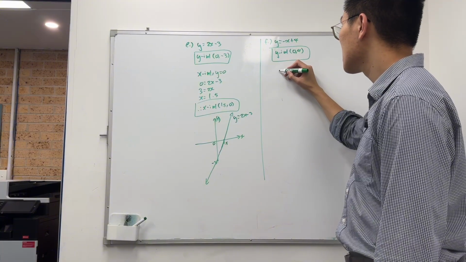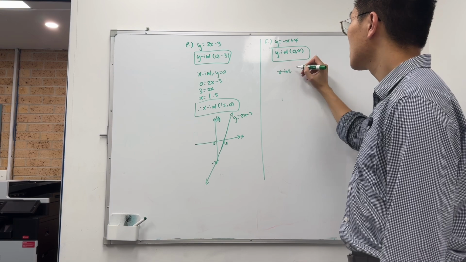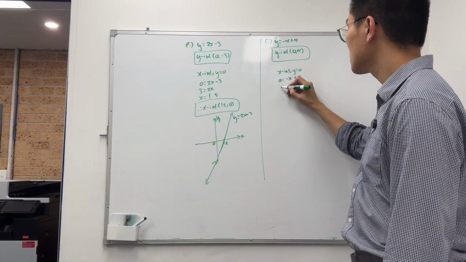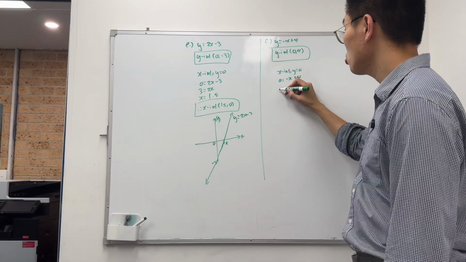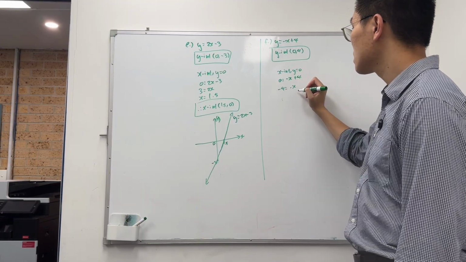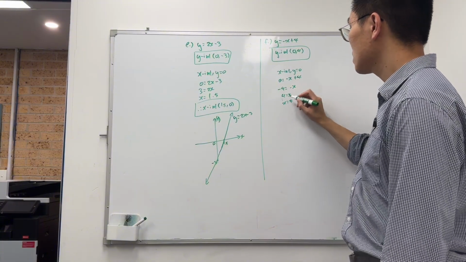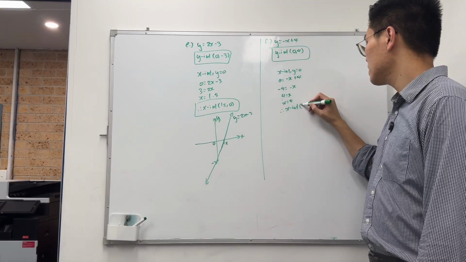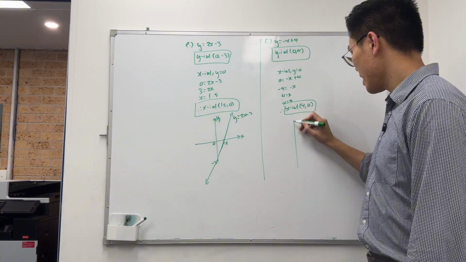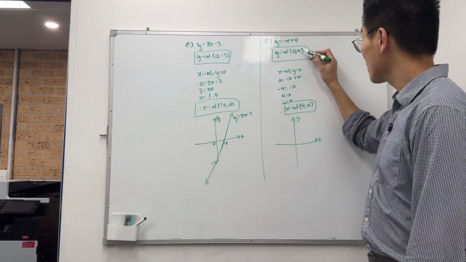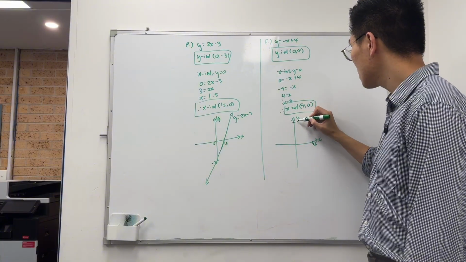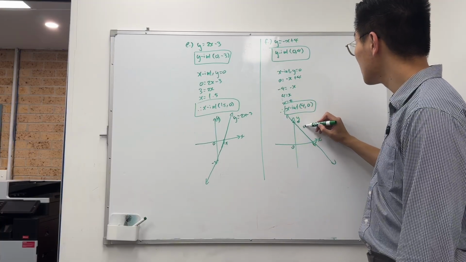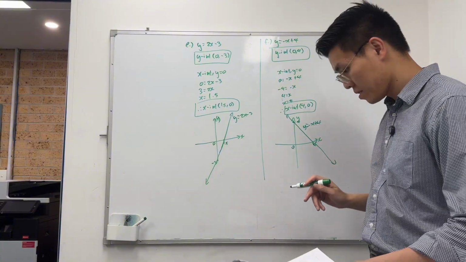X-intercept. 0 equals negative x plus 4. Well, for the x-intercept, y equals 0. So then 0 equals negative x plus 4. How do I solve it? Negative 4 equals negative x. And then 4 equals x. So the x-intercept as a point is 4, 0. Good. Okay, graphing it. So 4 and 4. Perfect. Origin. Done.